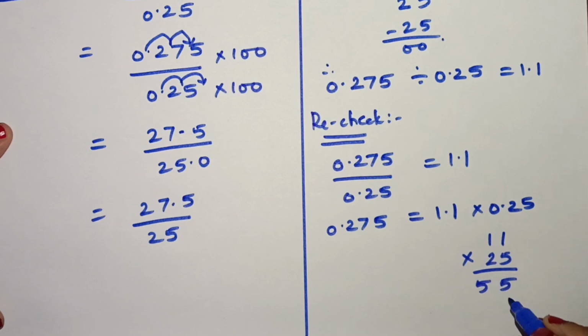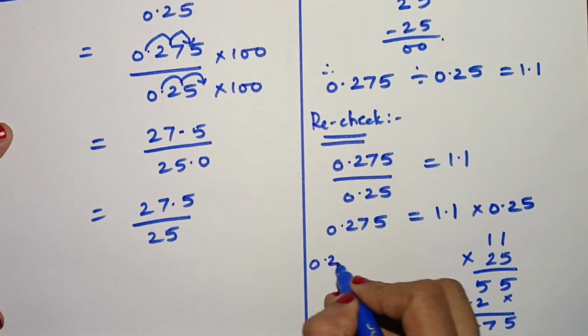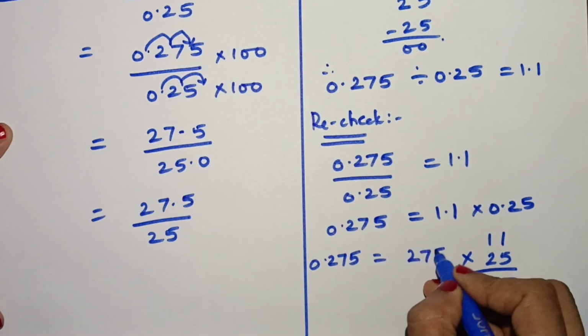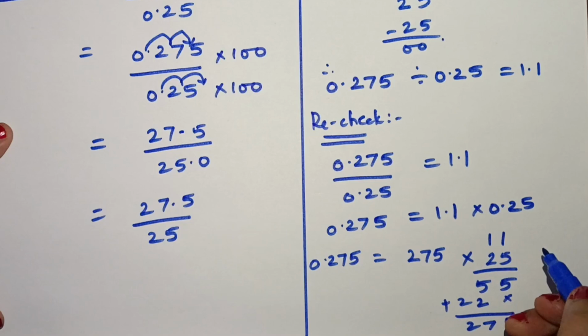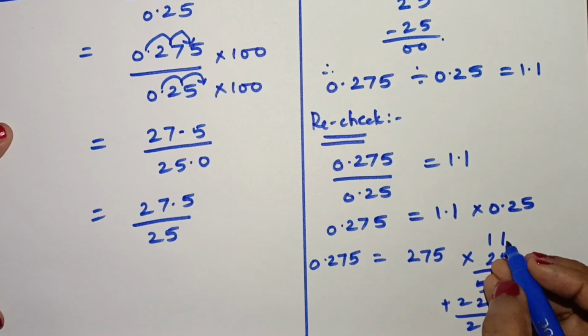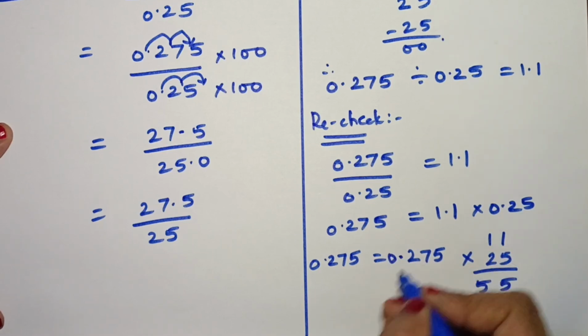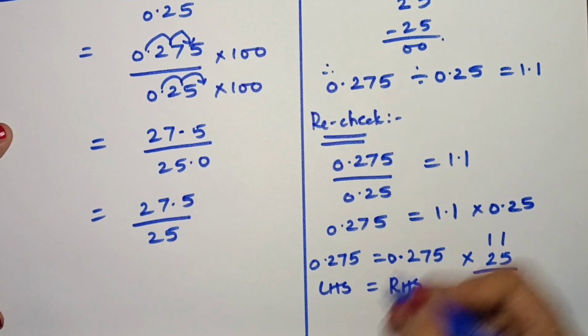5 fives are 25, write 5, carry 2. 2 plus 5 is 7, then 2 added. So the answer you are getting in LHS is 0.275, and here you have 275. 0.1 and 0.25 have 3 places in total, so what will be the answer according to you? You tell me. It is 0.275.